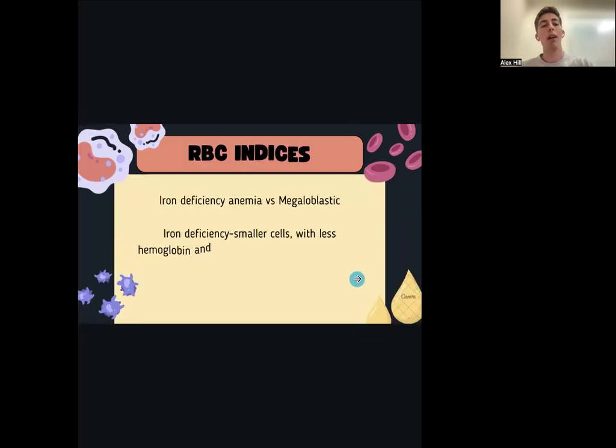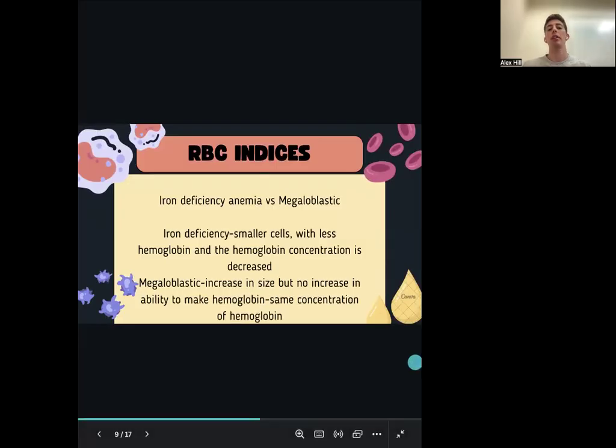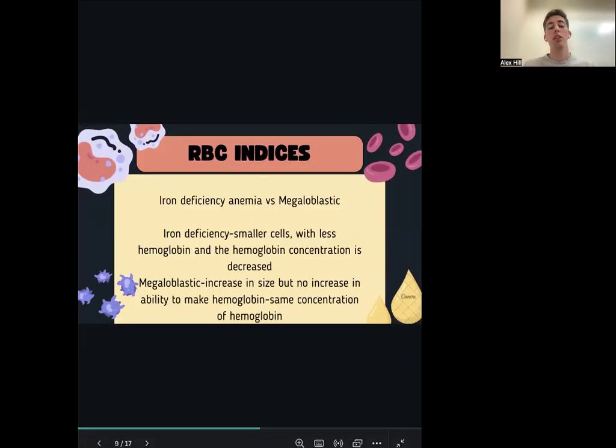So, a little practice. We have iron deficiency anemia versus megaloblastic. In iron deficiency anemia, you're going to have a smaller cell with less hemoglobin, and the hemoglobin concentration is decreased. So if you want to practice, you can pause the video and decide what the MCV, MCH, and MCHC would be. For that one, it's going to be low MCV, low MCH, and a low MCHC. So all of them will be low for iron deficiency anemia.